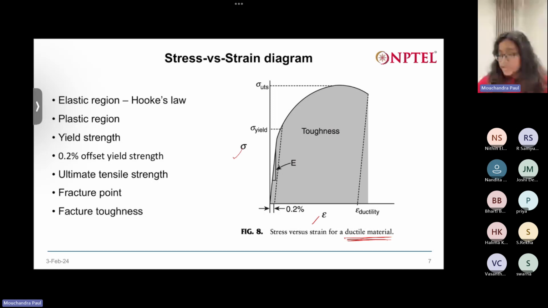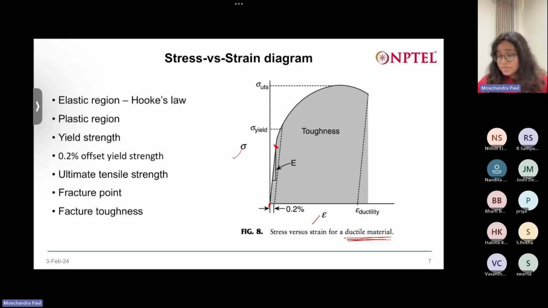At this point, this is the state of the material when you have not applied any tension. Once you have applied some tensile force on it, the corresponding tensile stress has started increasing, as well as its length. That is, the strain value has also started to increase up to this point.